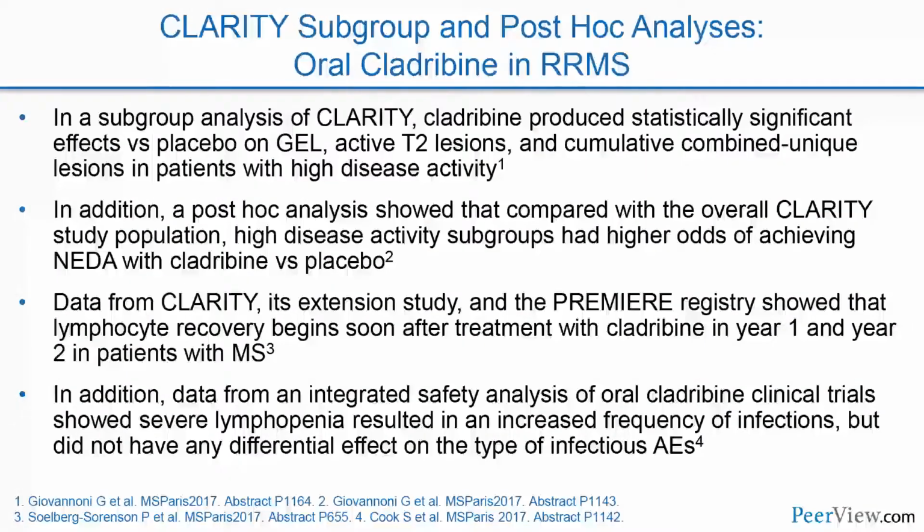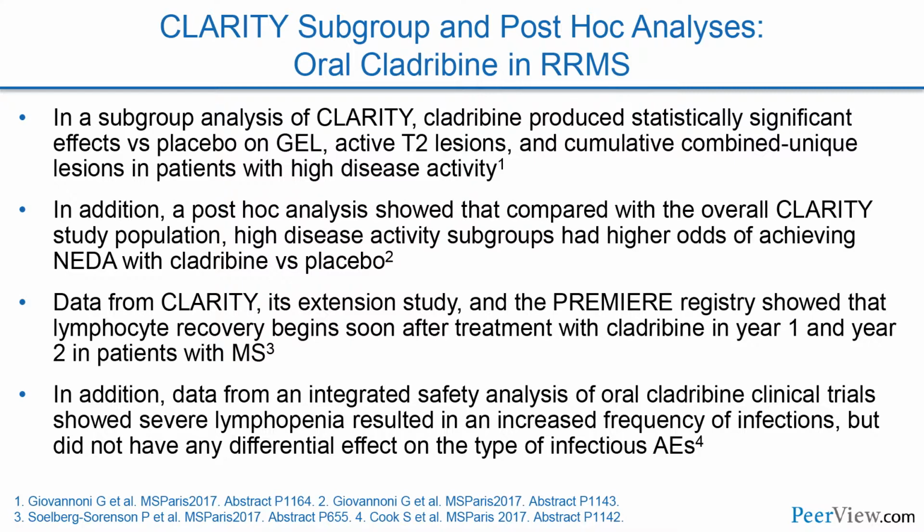For example, a subgroup analysis of CLARITY showed cladribine produced statistically significant effects versus placebo on gadolinium-enhanced lesions, active T2 lesions, and cumulative combined unique lesions in patients with high disease activity. In addition, a post-hoc analysis showed that compared to the overall CLARITY study population, the high disease activity subgroup had higher odds of achieving NEDA with cladribine versus placebo.